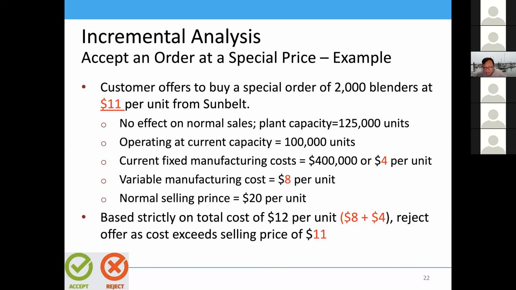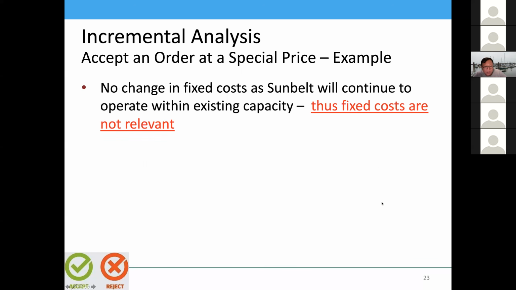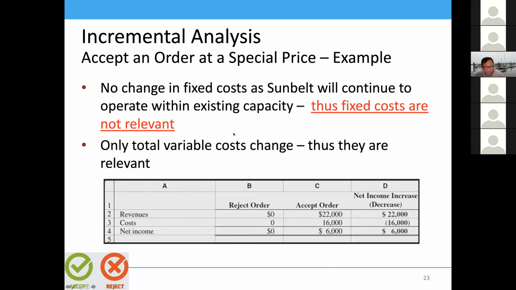So that's irrelevant. When you consider this decision, you do not consider the fixed cost, the $4 per unit. So the fixed costs are not relevant. If you take a look at this calculation, the only information relevant is the selling price $11 and the variable cost of $8. So for each unit, you still make $3. And for 2,000 units times $3, you are making $6,000.